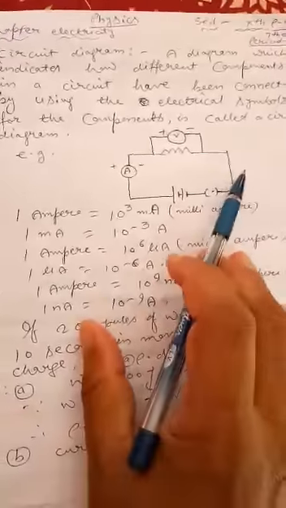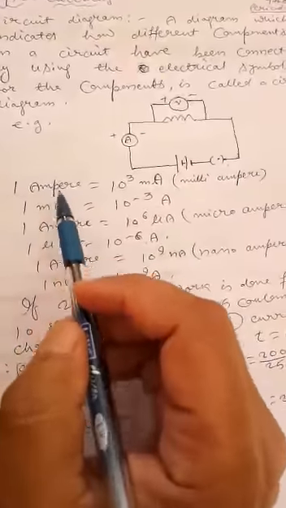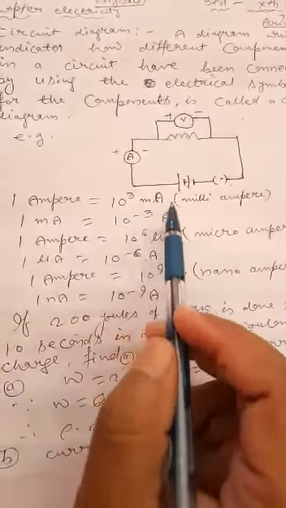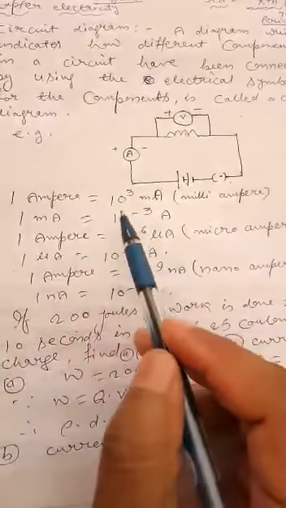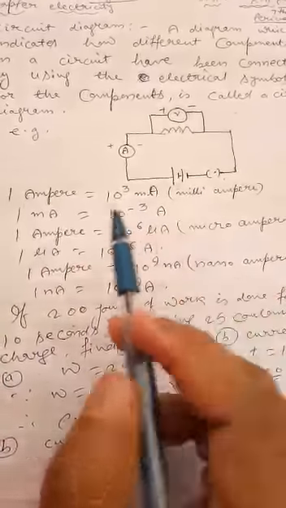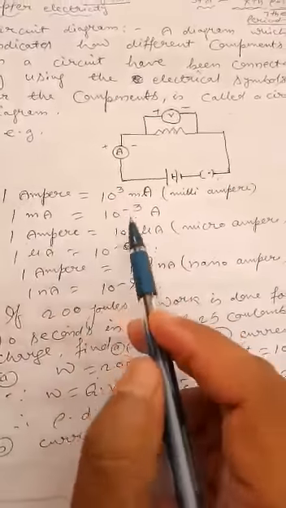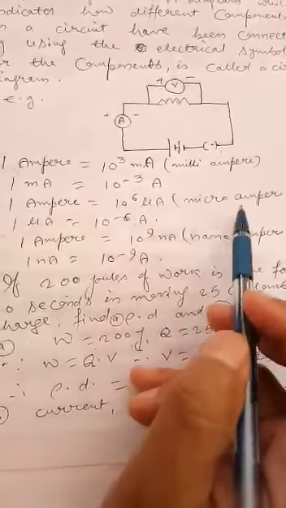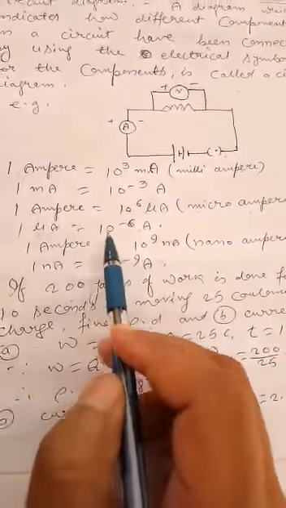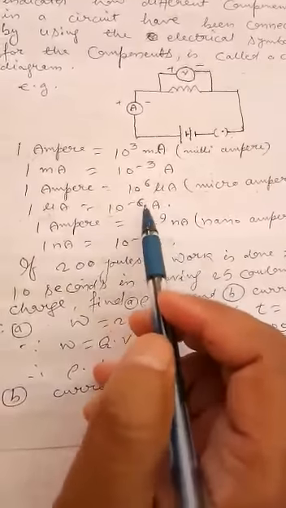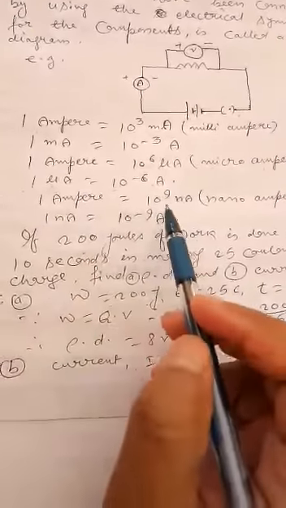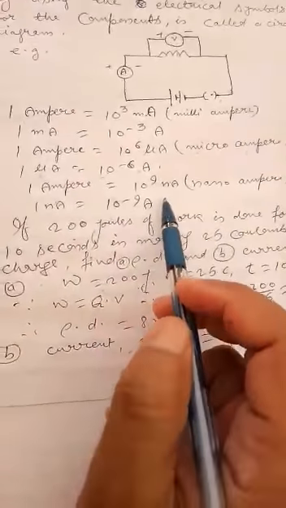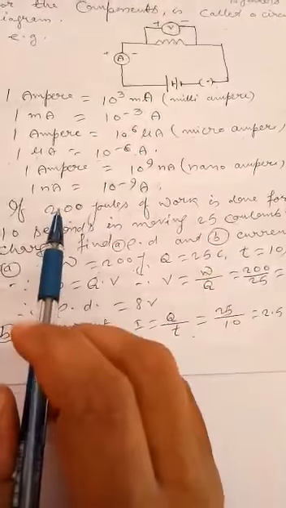Now I am writing some more things which we will use in solving the numericals. 1 ampere is equal to 10 to the power 3 milliampere, or 1 milliampere is equal to 10 to the power minus 3 ampere. Also 1 ampere is equal to 10 to the power 6 microampere, or 1 microampere is equal to 10 to the power minus 6 ampere. 1 ampere is equal to 10 to the power 9 nanoampere, or 1 nanoampere is equal to 10 to the power minus 9 ampere.